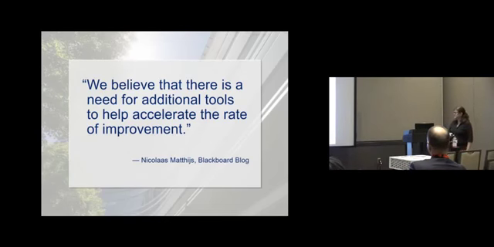So Nicholas Mathis of Blackboard said, we believe that there's a need for additional tools to help accelerate the rate of improvement. And I think that was just his comment to introduce Blackboard Ally. I would not say that there's a need for additional tools. There are plenty out there. But I would say that there's a need for tools that are specific for different online areas of content, especially education.